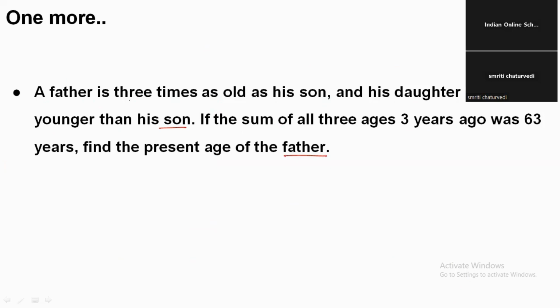So here first we need to see that whatever information is given to us, in what context it is given and which thing it is related to. A father is 3 times as old as his son, so the father's age is given with respect to his son. And his daughter is 3 years younger than his son, so the daughter's age is also given with respect to the son only. So we will take the son's age to be x. Since we are taking the son's age as x, the father will be what?